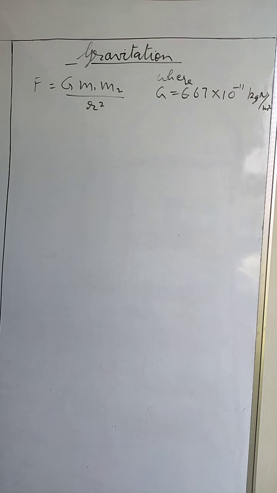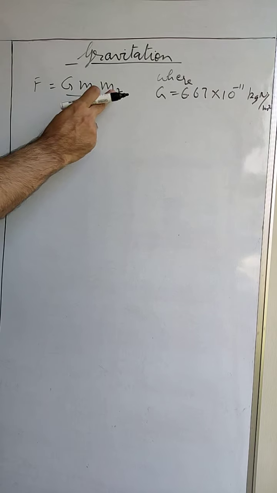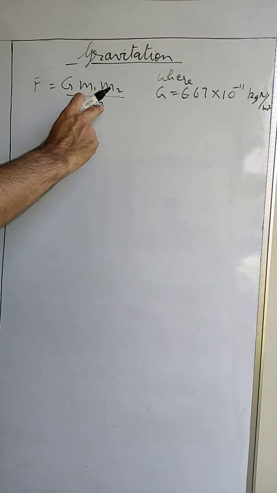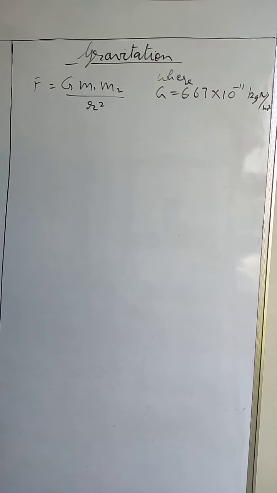Now in the last video we studied about gravitation. We described gravitation and we gave this formula F equals G m1 m2 upon r square, where m1 is the mass of one body, m2 is the mass of the second body, and the distance between them is r. G is called the universal gravitation constant. Its value is 6.67 into 10 to power minus 11. So today we will solve an example on this.